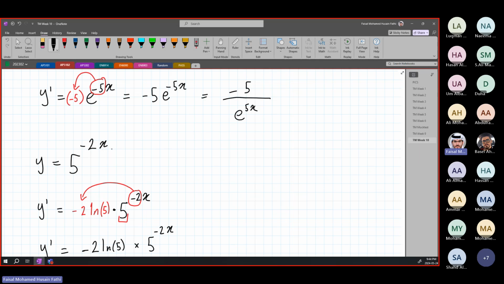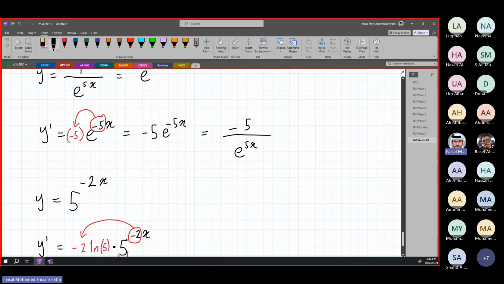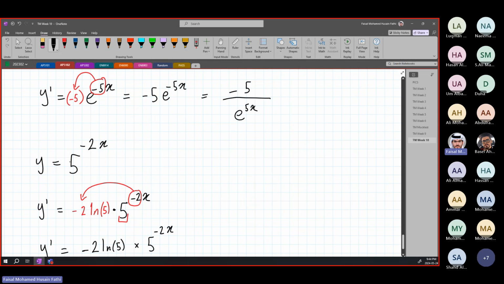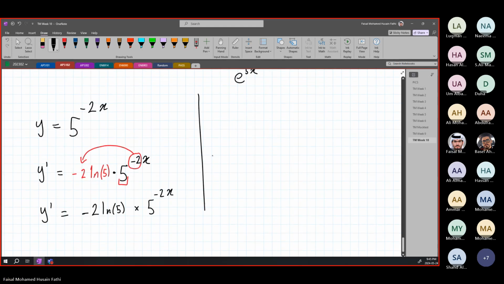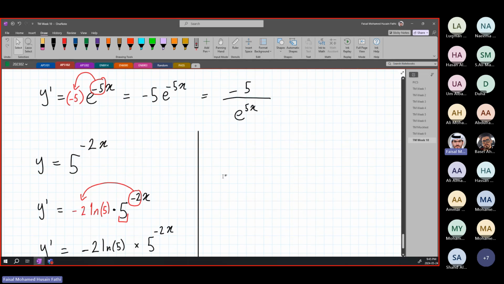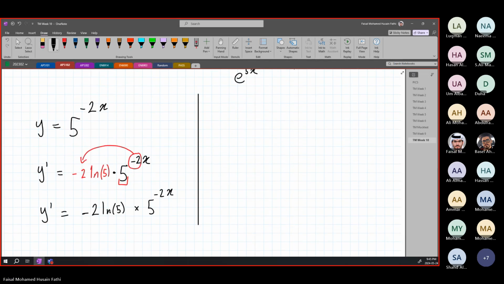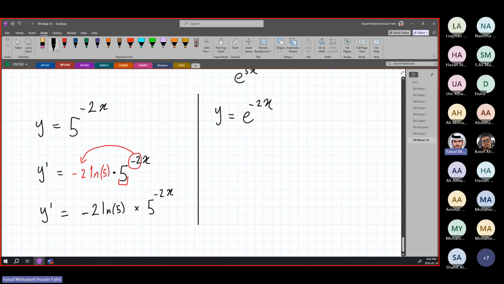But for now, when you get a constant other than e, because remember, e is also a constant, a natural constant, like pi. But here, when you get 5, so you guys get the idea: if this was e to the power of minus 2x, and we applied this form, which is correct by the way, it is going to be minus 2 ln of e times e to the power minus 2x, if we applied the same form that we applied here.